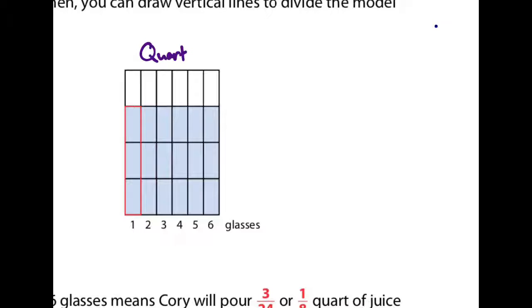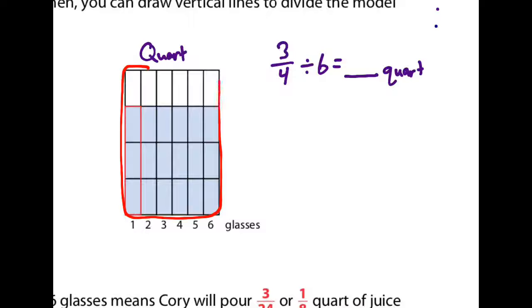So now how do you get your answer from this model? Let me rewrite the problem. We have 3/4 of a quart split into 6 glasses. So the answer is going to be how much of a quart is in each glass. Remember, it's how much of a quart, and you also have to remember that this whole rectangle is a quart, right?